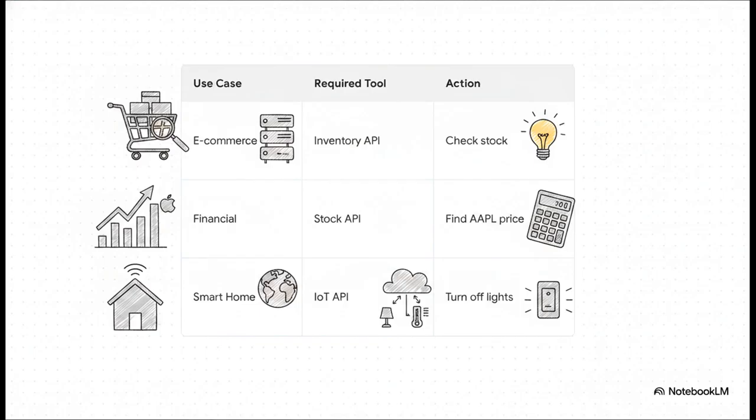In finance, if you ask for Apple's stock price and your potential profit, it hits a stock API to get the current price and then a calculator tool to do the math. And for your smart home, asking it to turn off the lights triggers an IoT device API. The underlying framework is identical every single time, only the tool changes depending on the job at hand.